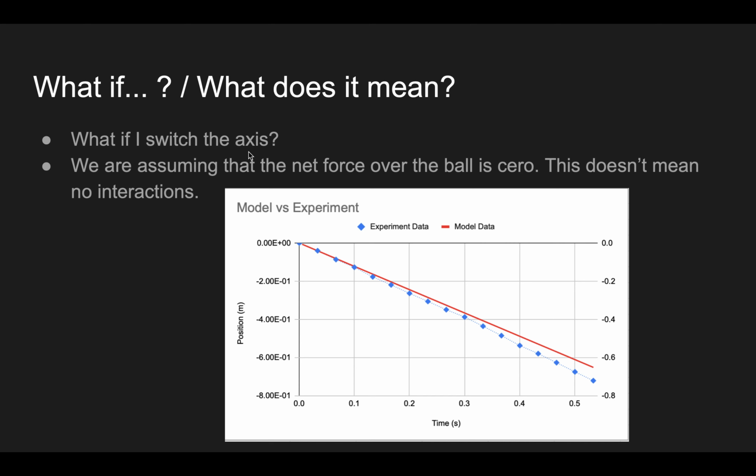So what if I switch the axis? It would mean that this table would be on the other side of the x-axis, so it would just be positive, and that's it. So we are assuming that the net force over the ball is zero. This doesn't mean that there are no interactions. There are the gravitational force interactions and the friction interactions.